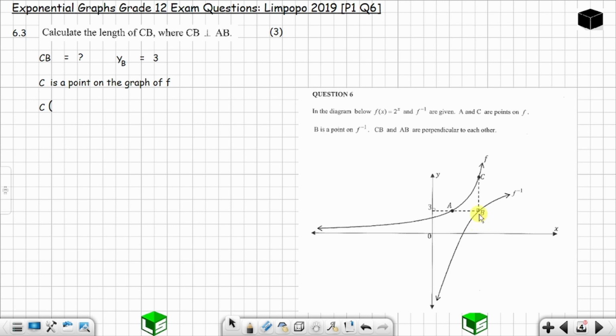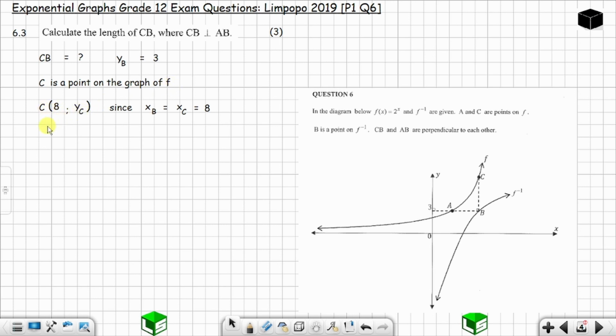Remember from the previous question, the x-coordinate of B was equal to 8. So you have 8, and then the y-coordinate of C, you don't know what it is. We are going to find it. From this, you can see that the x-coordinate of C is equal to 8. Why? Since the x-coordinate of B is equal to the x-coordinate of C, they are on the same vertical line. This is equal to 8. Because C is a point on the graph of F, I'm going to use the equation of F to find the y-coordinate of C.